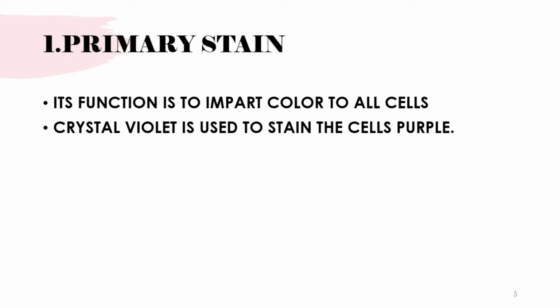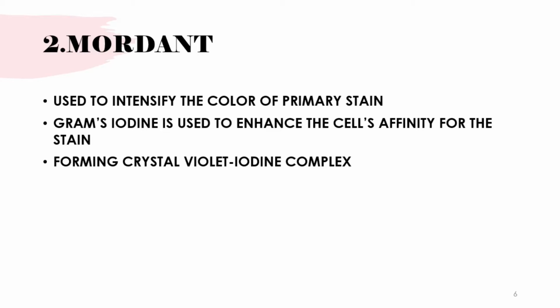Gram staining uses 4 different chemical reagents. The first reagent is the primary stain. Its function is to impart color to all cells. Crystal violet is used to stain the cells purple. The second reagent is the mordant. It is used to intensify the color of the primary stain. Gram's iodine is used to enhance the cell's affinity for the stain, forming a crystal violet iodine complex.